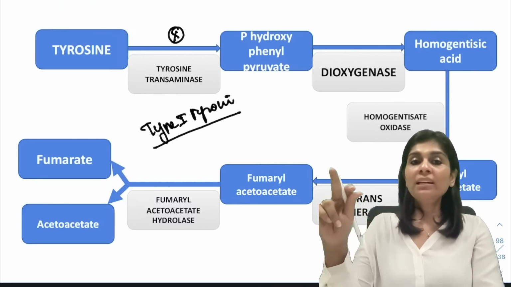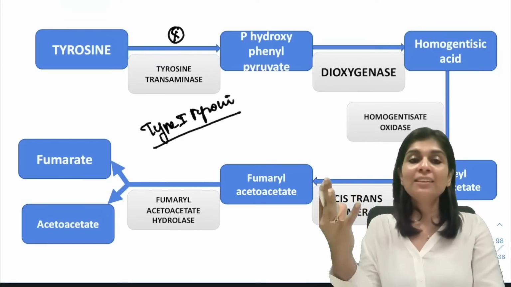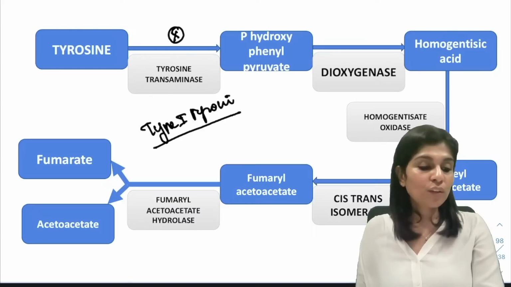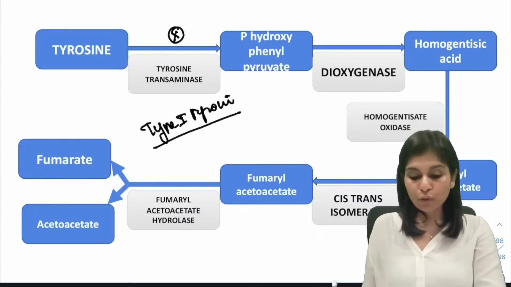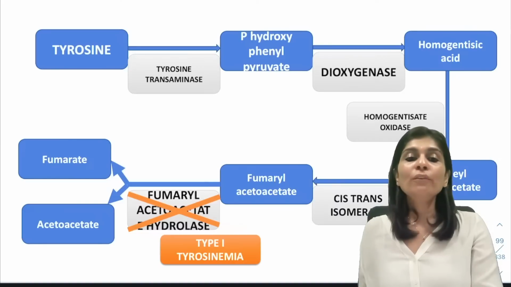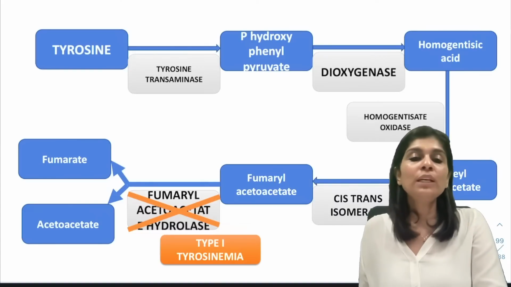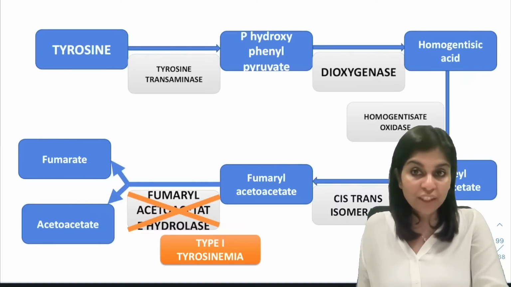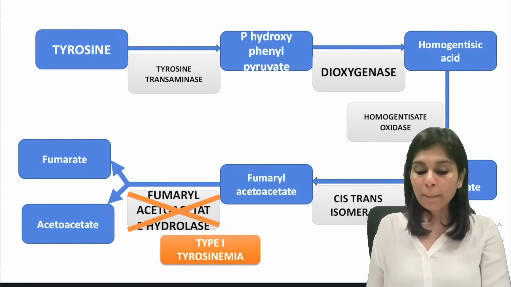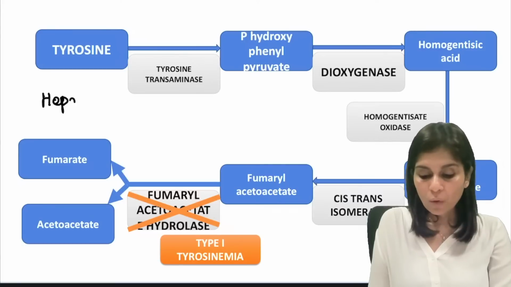So type 1 tyrosinemia paradoxically is caused by the defect of the last enzyme. So which enzyme defect causes type 1 tyrosinemia, all of you? Fumarylacetoacetate hydrolase defect. Answer it along with me: type 1 tyrosinemia is caused by the defect of which enzyme? Fumarylacetoacetate hydrolase. And this condition is called hepatorenal syndrome. What do you call it?